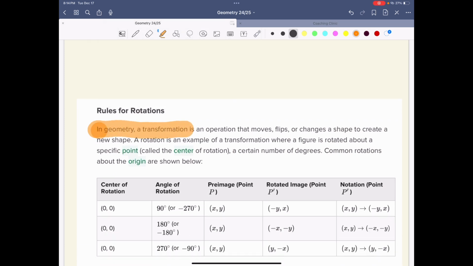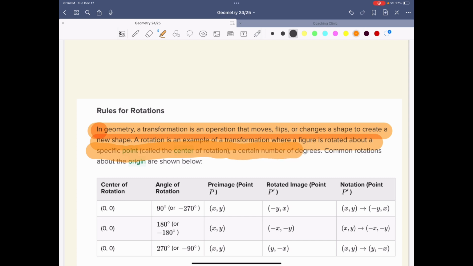In geometry, a transformation is an operation that changes a shape and creates a new shape. A rotation is an example of a transformation where a figure is rotated about a specific point called the center of rotation, a certain number of degrees. Common rotations are done about the origin. So most of our rotations are going to be on our XY axis, and they're going to rotate exactly from 0, 0. And it's going to rotate a certain number of degrees.